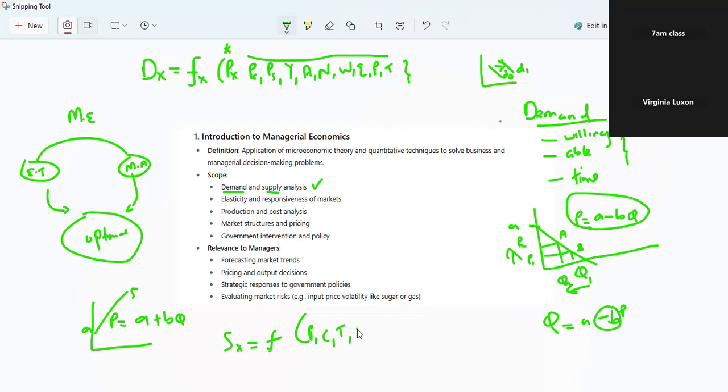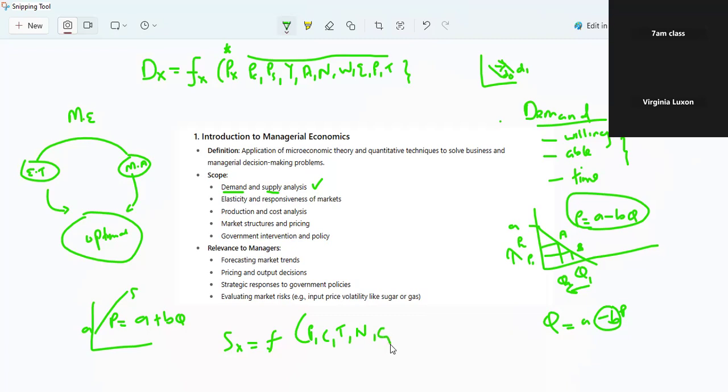Then the number of sellers also will contribute to the market size. If you have more producers in the market, there'll be more supply. If firms leave the industry due to losses in competition, supply will go down. What other factors affect supply?